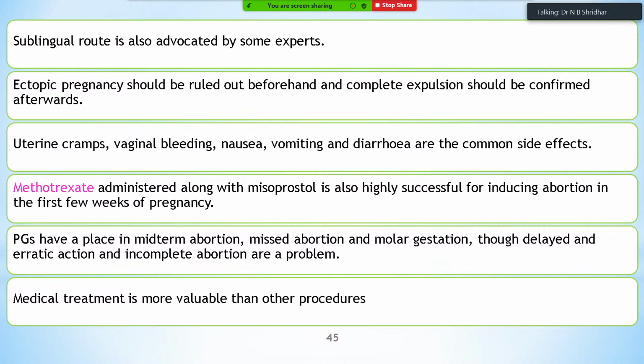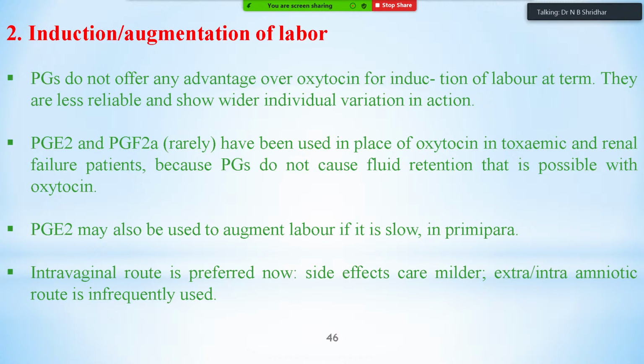And the uterine cramps, vaginal bleeding, nausea, vomiting, and diarrhea are some of the few side effects of this particular drug. And methotrexate administered along with the misoprostol is highly successful in inducing abortion in the first few weeks of the pregnancy. And the prostaglandins have a place in midterm abortion, missed abortion, and molar gestation, and so many other problems. And medical treatment is more valuable than the other procedures.